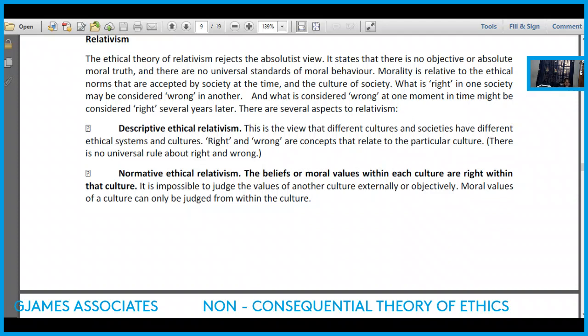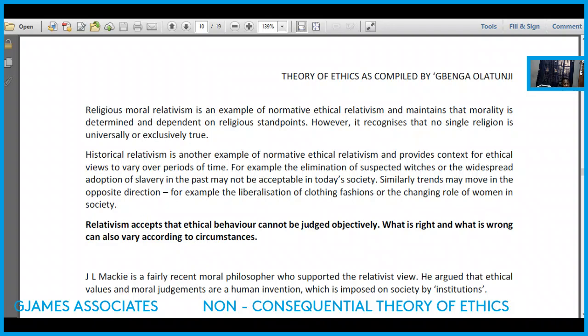But normative, on the other hand, is judgmental, because the belief or moral value within a culture is right within that culture. So the mind is made up on what is right to us, what is not right to us in a particular setting, and anybody that runs foul of it could be tagged incorrect.